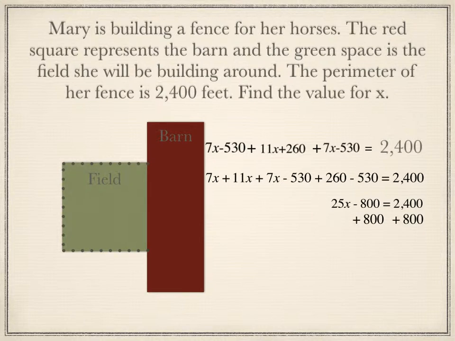And what we do to one side, we also have to do to the other. So we're going to add 800 to both sides, and when we do that, we get 25x is equal to 3,200. Then we want to get x by itself, so we've got to move that 25. The 25 is multiplying by the x, so the opposite of multiplication is division. So we're going to go ahead and divide both sides by 25. And when we do that, we get x is equal to 128.